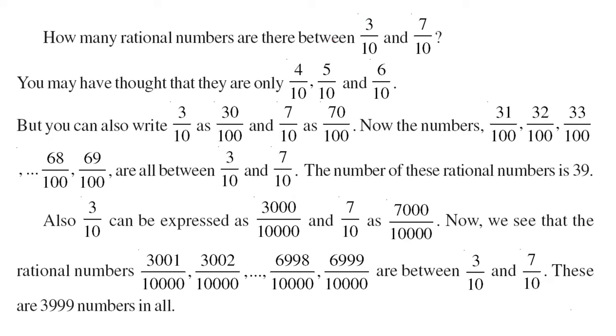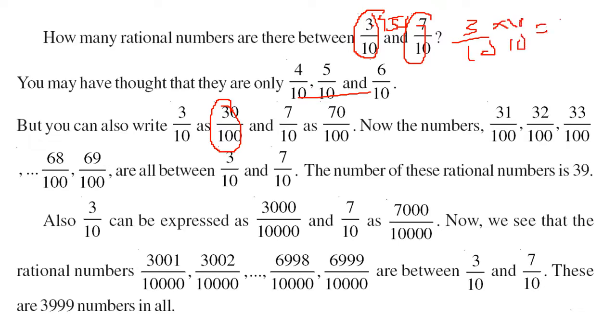But how many rational numbers are there between 3 by 10 and 7 by 10? How to find it? Simply see, this is 3 by 10, so you can take 4 by 10, 5 by 10 and 6 by 10. All these, 4 by 10, 5 by 10, 6 by 10, are numbers in between. But you can also write 3 by 10 as 30 by 100. How? 3 by 10 is nothing but multiplying numerator and denominator by 10, so it will be 30 by 100. And 7 by 10 can be easily written as 70 by 100, so you get more numbers.